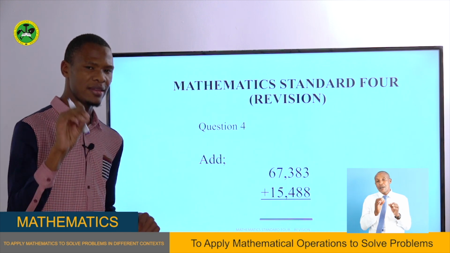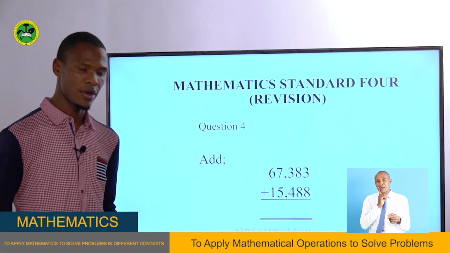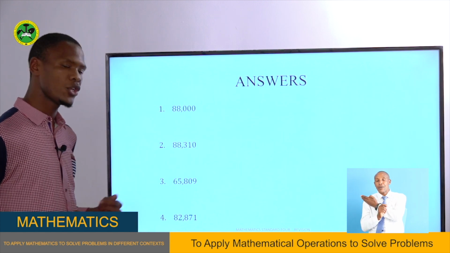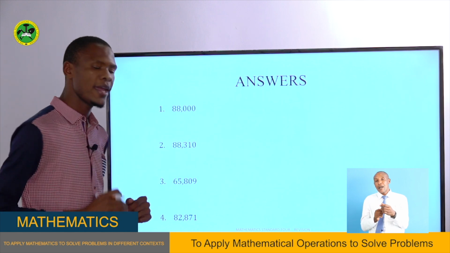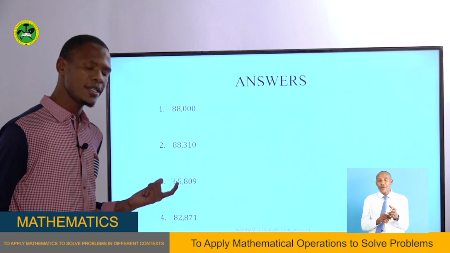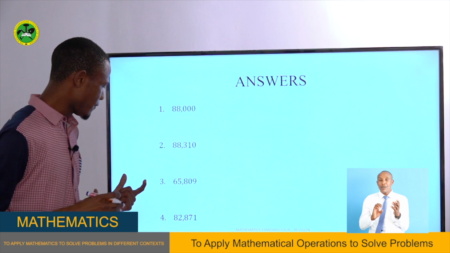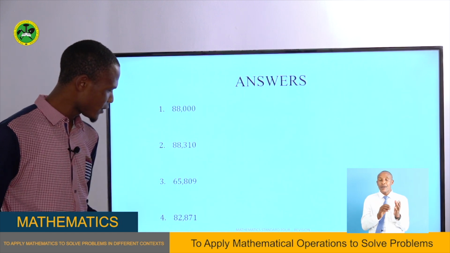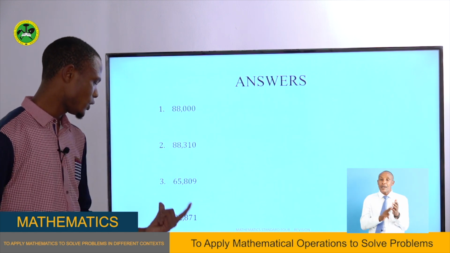After you have done those questions, I've provided you with the answers so that after doing, make sure that you compare and get exactly answers like these I'm going to give you here. These are answers for your exercise. Make sure that the first question, after getting the sum, you need to get exactly 88,000. The second answer, make sure you get 88,310. The third question, you need to get 65,809. And lastly, make sure that you get a sum of 82,871.